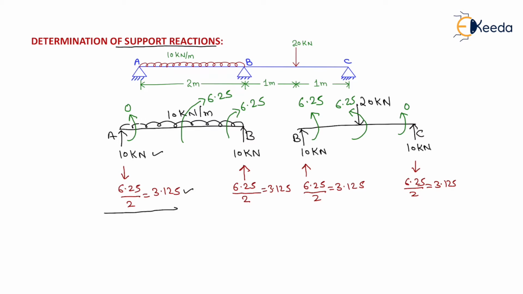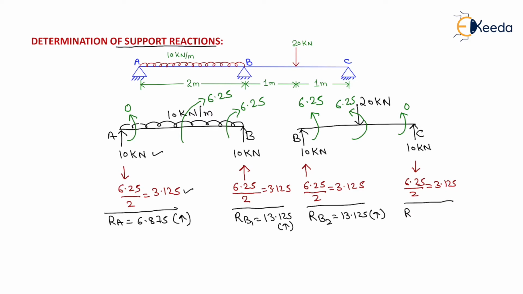So the net reaction acting at A will be the sum of this reaction due to external loading and this reaction due to the moment. So RA will be equal to 6.875 kilonewton in the upward direction. Similarly, we can calculate RB1, which will be equal to 13.125 in upward direction. Similarly, RB2 will be equal to 13.125 kilonewton in upward direction. Similarly, RC will be equal to 6.875 kilonewton in the upward direction.